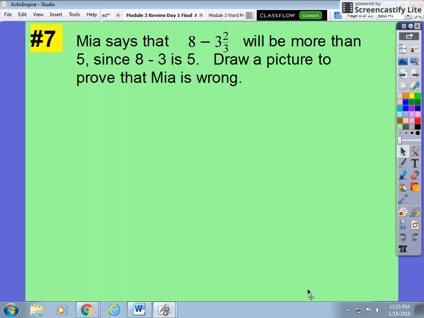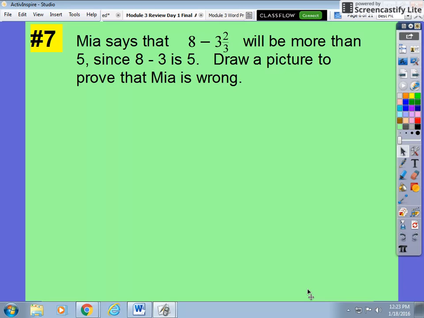The second problem says, Mia says that 8 minus 3 and 2/3 will be more than 6, and since 8 minus 3 is 5, 5 is about half of 12. It says draw a picture to prove that Mia is wrong. So does that make sense? We have done several different models that we can draw. One of the models is the number line.